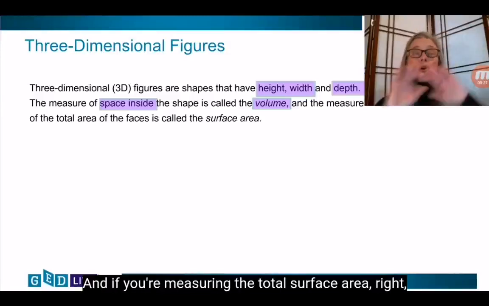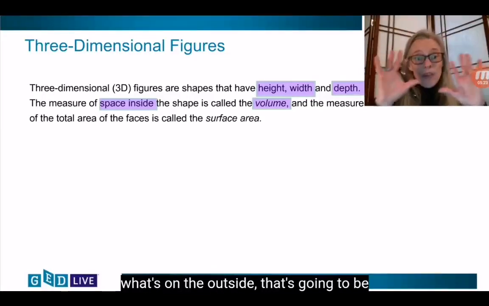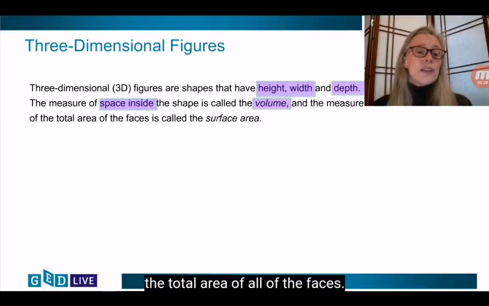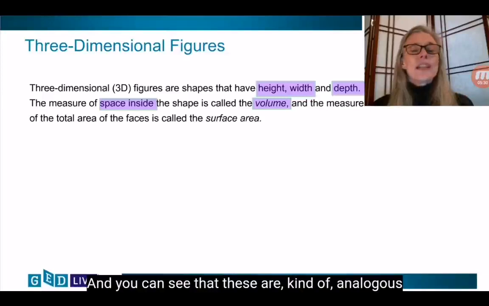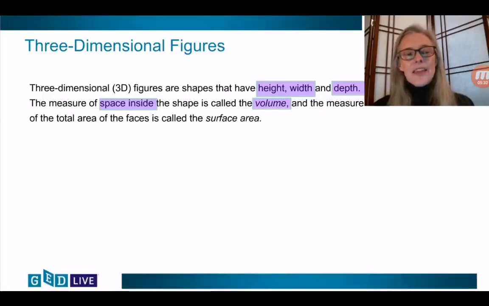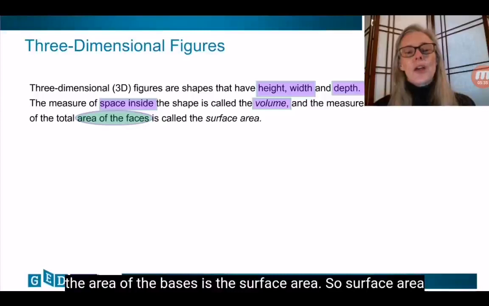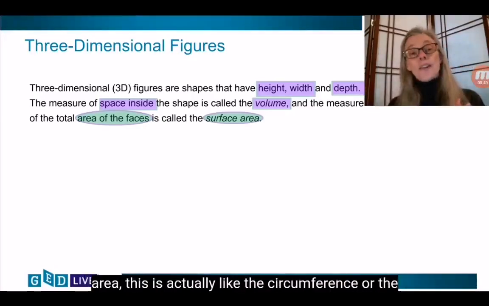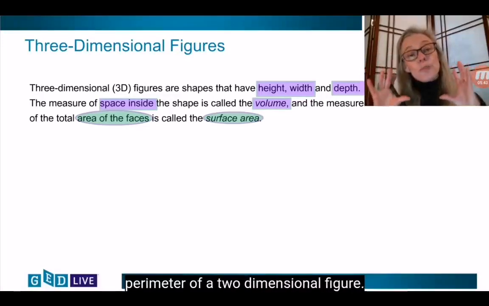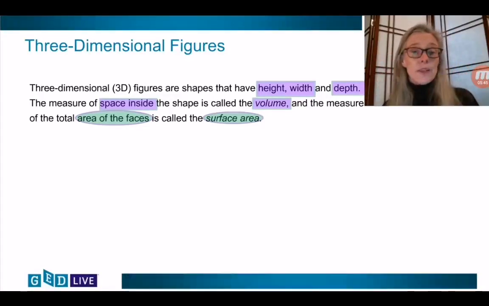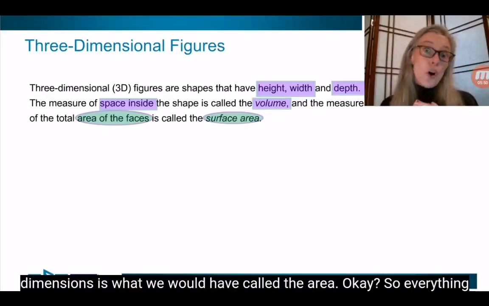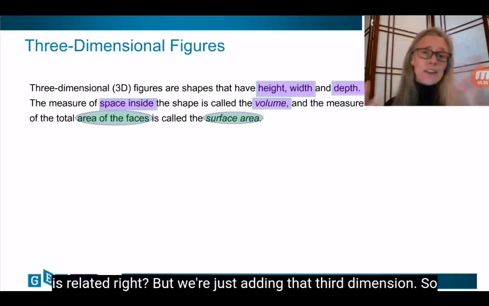And if you're measuring the total surface area, what's on the outside, that's going to be the total area of all of the faces. And you can see that these are kind of analogous, right? The area of the faces is the surface area. So surface area is like all around the outside. So although it's called area, this is actually like the circumference or the perimeter of a two-dimensional figure. And the space inside is the volume, but what's inside in 2 dimensions is what we would have called the area. Right? So everything is related, but we're just adding that third dimension.